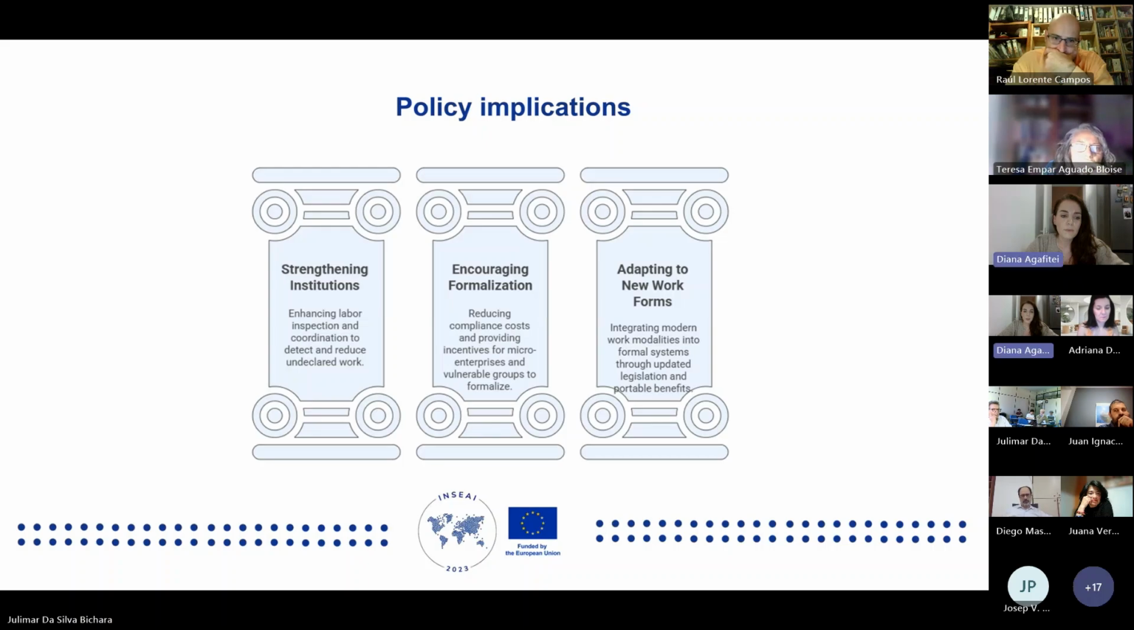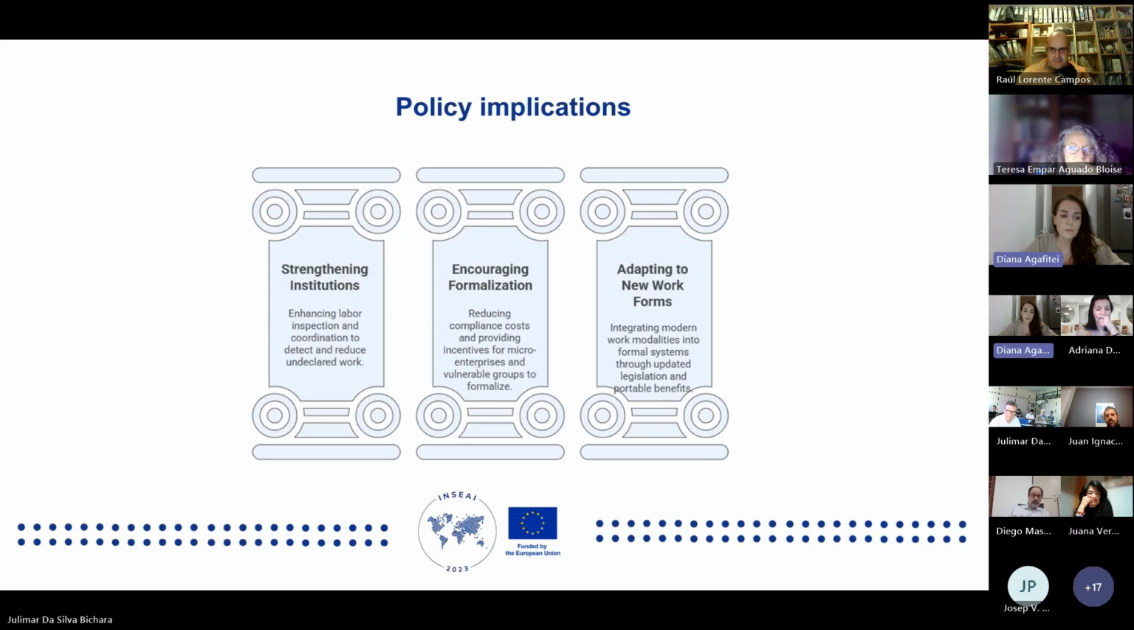And next, we can mention some policy implications based on these results, of course. The first and maybe the most important one would be strengthening the institutions, enhancing labor inspection and coordination to detect and reduce undeclared work. Here also, if the institutions are perceived as being better and people trust in institutions, they perceive that as having more options to work formally rather than informally.